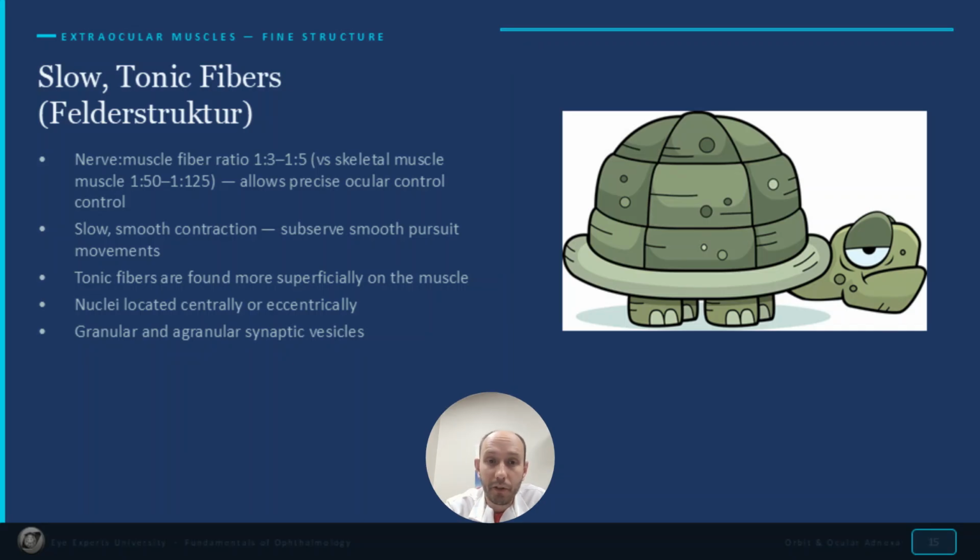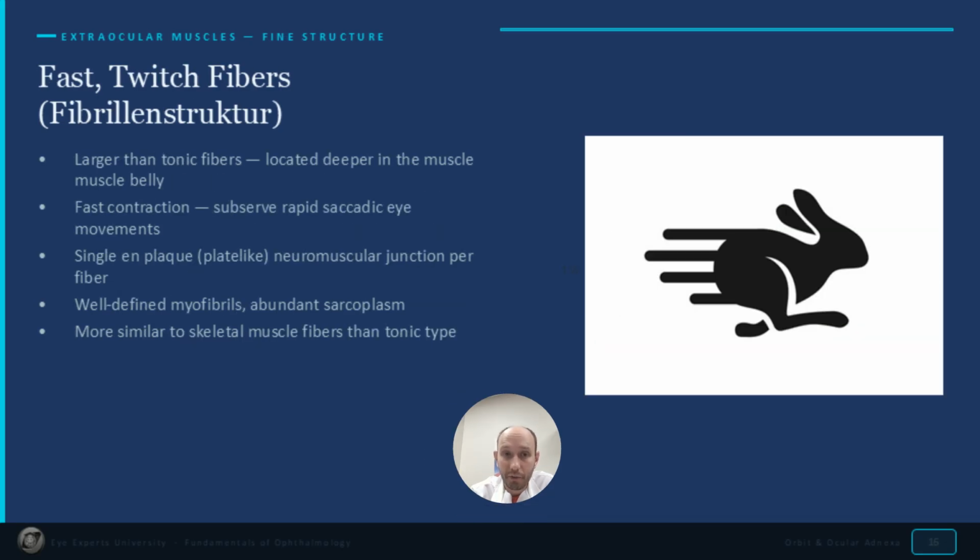The muscles have a slow, smooth contraction component, which is usually located more superficially at the muscle belly. That's where the tonic fibers are, and this is the en grappe endings that support this smooth contraction. In contrast, the fast twitch fibers are larger than the tonic fibers and they're located more deeply within the muscle belly. These allow for fast contractions and they all fire as a single en plaque neuromuscular junction. This allows for the rapid eye movements.